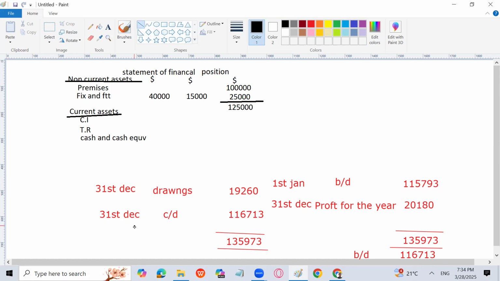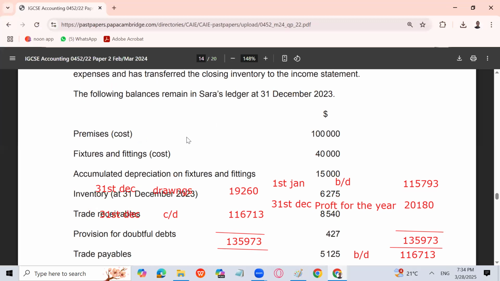Now I am going to go for the current assets. So I will write closing inventory first. Let's see what the closing inventory is.